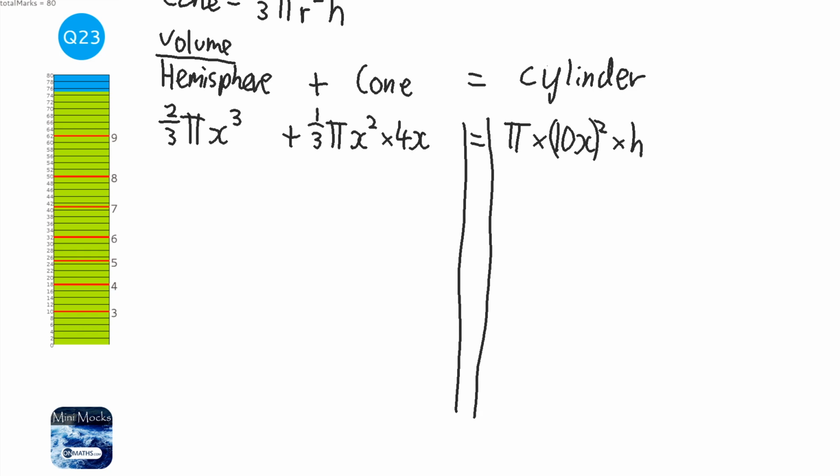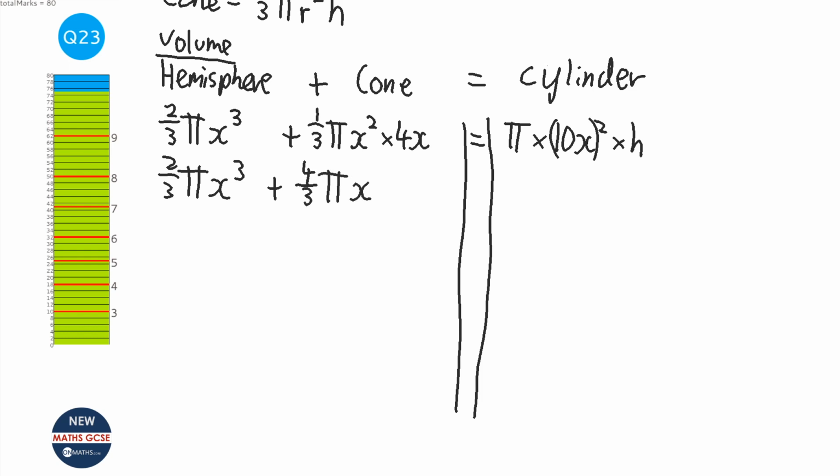I'll put my lines down. Okay, so what we got? Let's sort out the timeses first, and let's tidy this up. So that hasn't got any timeses in it. This we're timesing it by 4, so it's going to be 4/3 pi, and I'm timesing it by x, so that's going to be x cubed. This one, I'm doing the 10x squared, so I need to square the 10 and the x, so it's going to be 100. And let's do the pi next. Pi, and it's going to be x squared h.